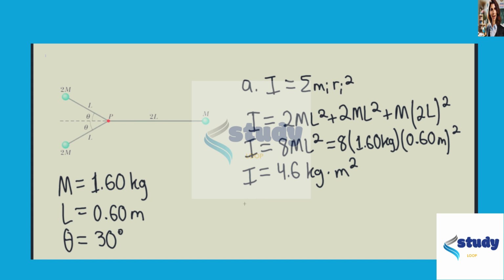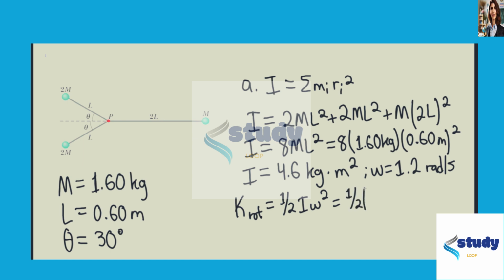Now, we know that omega is equal to 1.2 radians per second. Therefore, the rotational kinetic energy would be equal to 1/2 I omega squared, or 1/2 times 4.6 times (1.2) squared. We know that the rotational kinetic energy for part A, for an axis of rotation going through point P, would be approximately 3.3 joules.